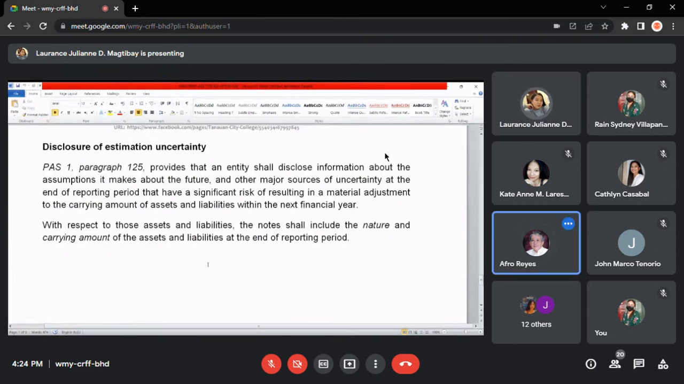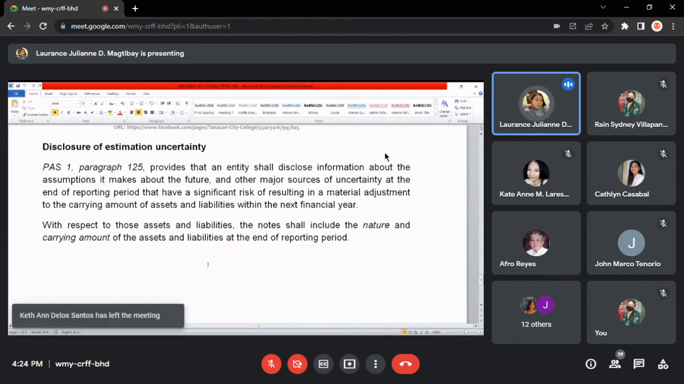Okay. Lastly, disclosure of estimation uncertainty. PAS 1, paragraph 125 provides that an entity shall disclose information about the assumptions it makes about the future and other major sources of uncertainty at the end of the reporting period that have a significant risk of resulting in a material adjustment to the carrying amount of assets and liabilities within the next financial year. With respect to those assets and liabilities, the notes shall include the nature and carrying amount of the assets and liabilities at the end of the reporting period.